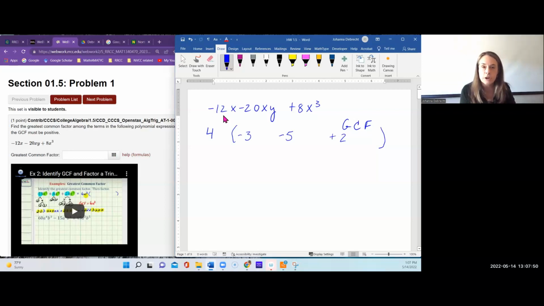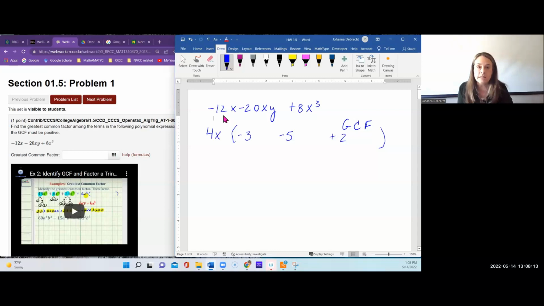Now we look at the variables in order. The first one has an x variable. Does the second term? Yes, it does. Does the third term? Yes. The third term has 3 of them, but the first 2 terms only have 1. So the most we can take out is 1. That's the greatest that's common to all 3 terms. So we take out an x.